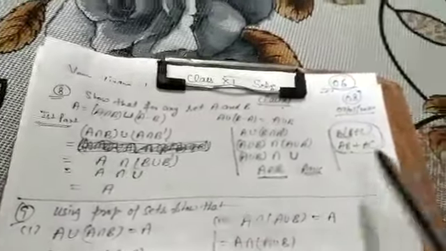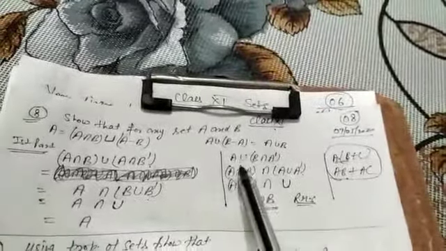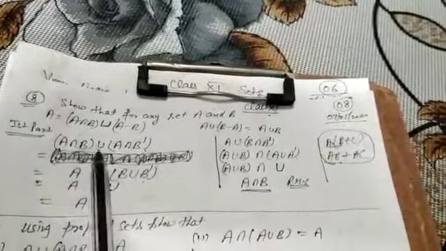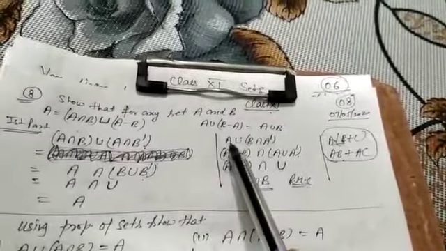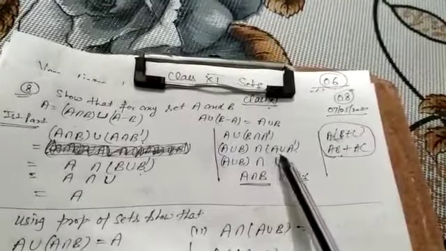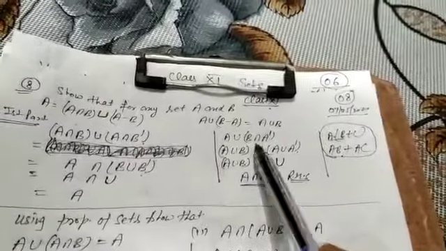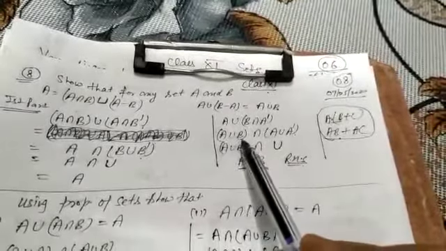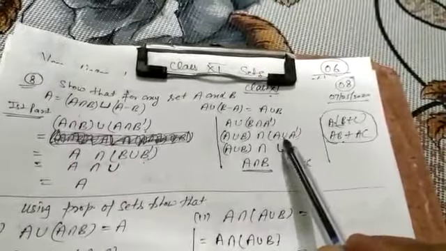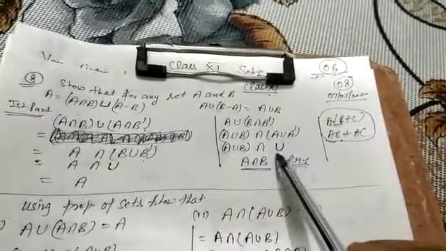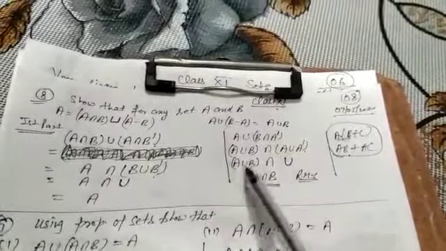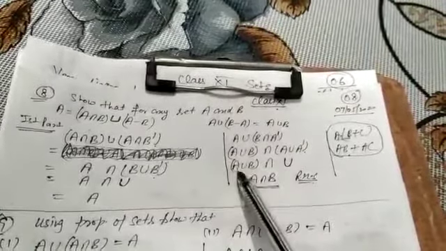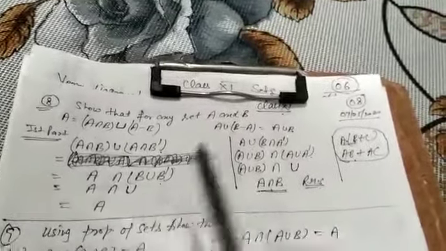If you see the second part, in the first case we opened the distributive law, in this case we close the distributive law. A union (B intersection A complement) becomes A union B, after that A union A complement. In this we open the distributive law, it becomes (A union B) intersection (A union A complement). Again A union A complement is the universal set. A union B intersection with the universal set, definitely this set is a subset, so it is A union B. This is your right and left side.